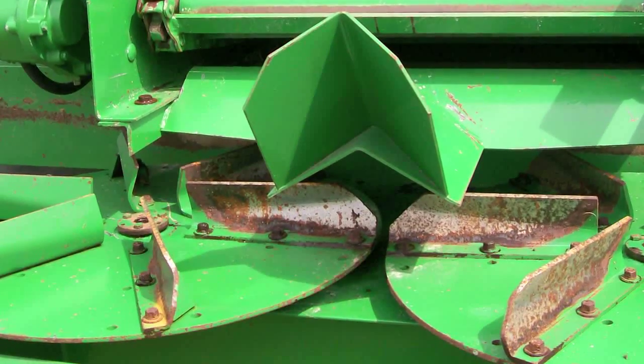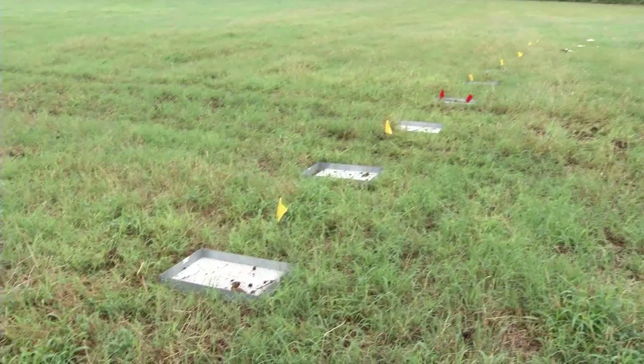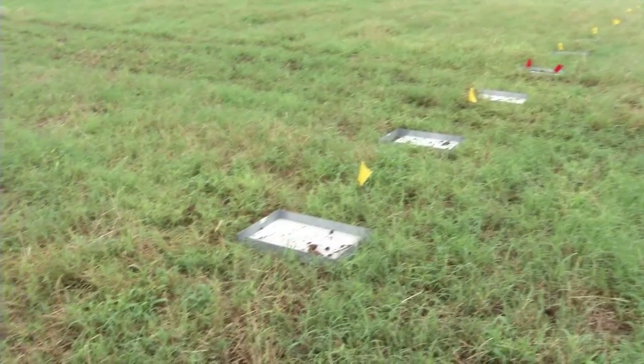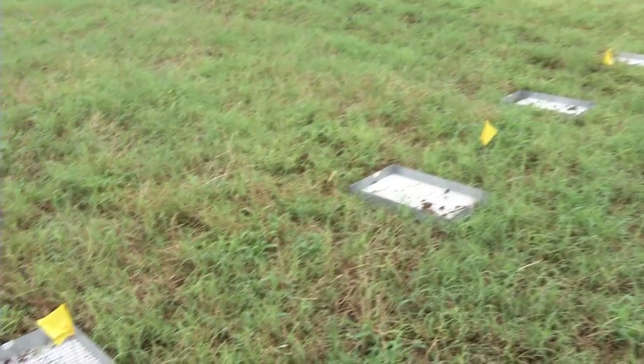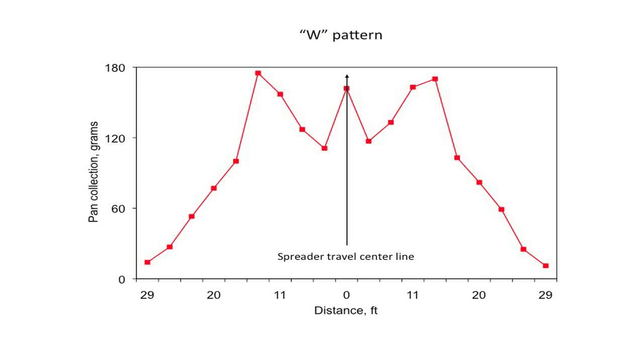And finally, you can increase the spinner speed. Increasing the spinner speed generally improves uniformity of application. In the W pattern, you have high application rates directly behind the spreader, and then the application rate drops off rapidly and then increases again. To fix this pattern, you do just the opposite of what you do to fix the M pattern. But remember to do just one change at a time.